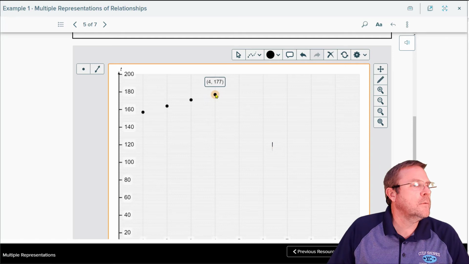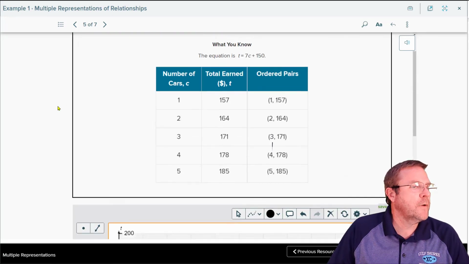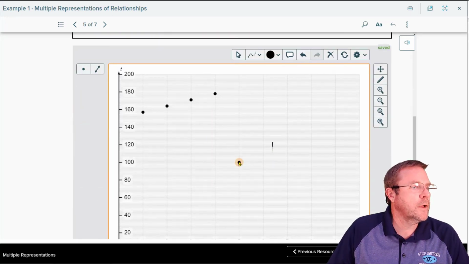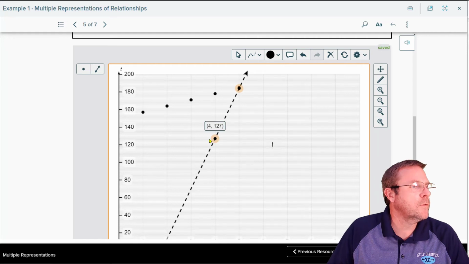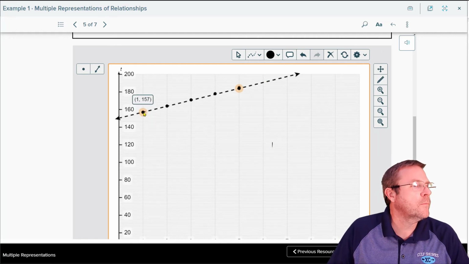And finally 5, 185. So at 5, we're at 185. From there, all we have to do is connect them with a line. And once again, we're using a dotted line here because there's no half measures in what we have. You can either buy the whole thing or not at all.